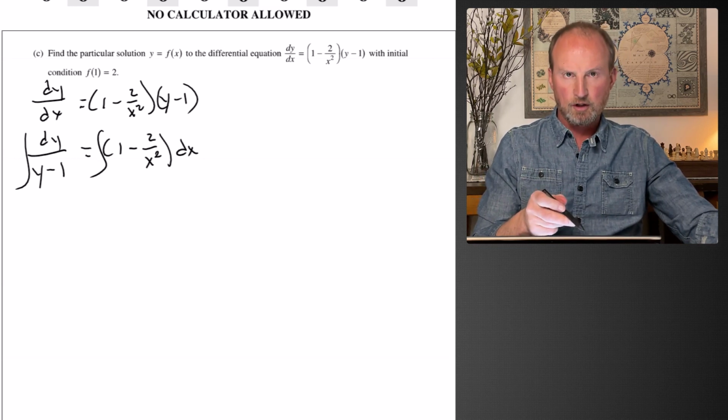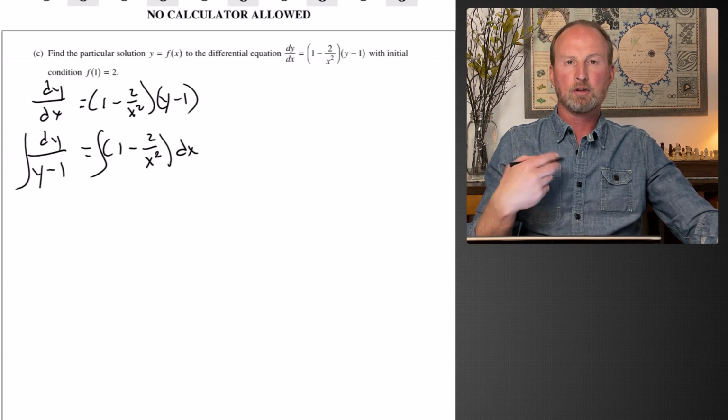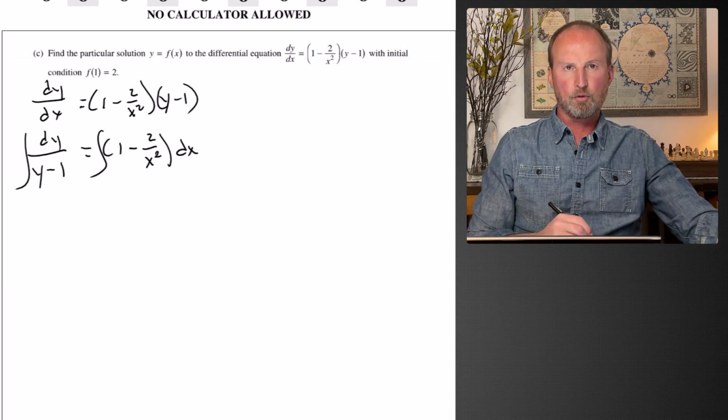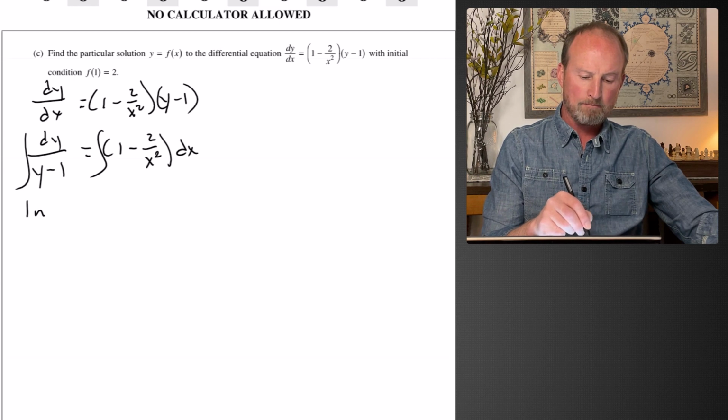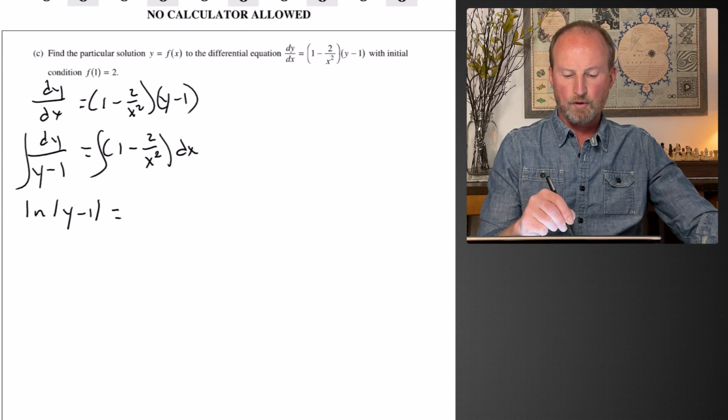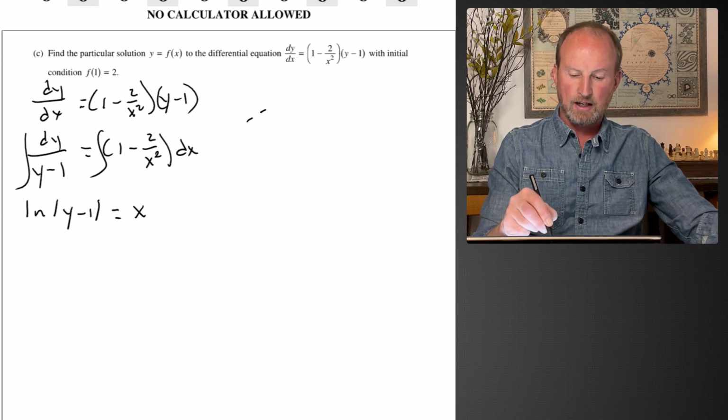We have a differential. We want to go backwards to the original. We integrate. The derivative of what function gives me 1 over y minus 1? Well, that'd be ln. The integral of 1 is x. Think of this as negative 2x to the negative second power.